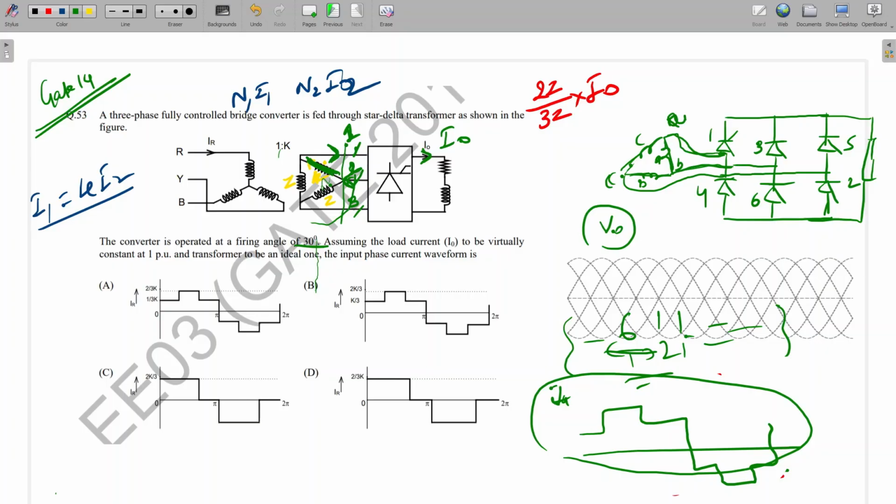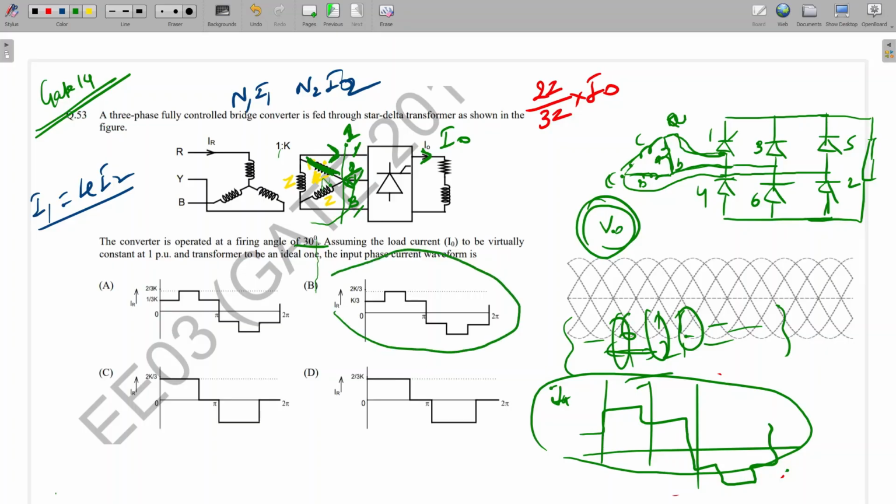So this one all of you can try. First draw the waveform V0. After that, mark the switches which are conducting. After that, for all conducting switches, you can visualize this delta diagram and apply the current division. And for 60 degree, 60 degree, 60 degree, you can draw the waveform. Then this kind of waveform will come.